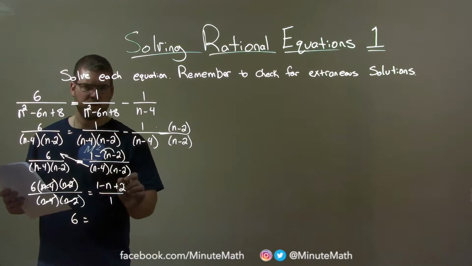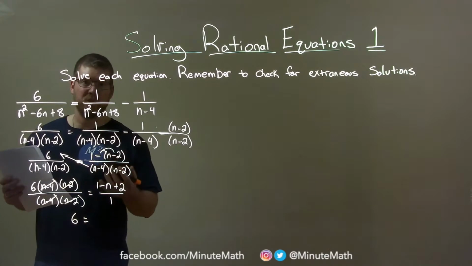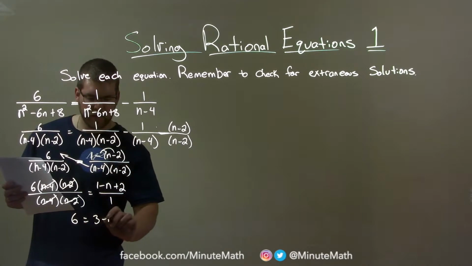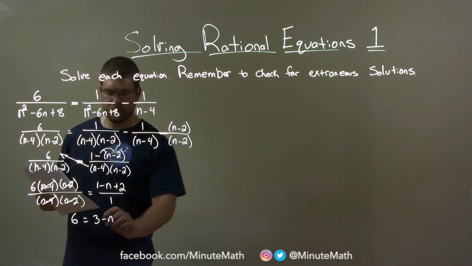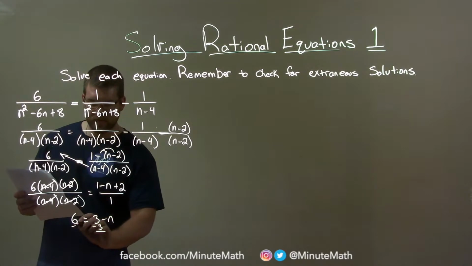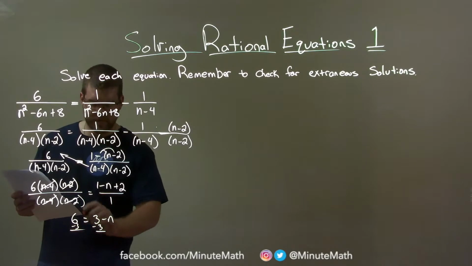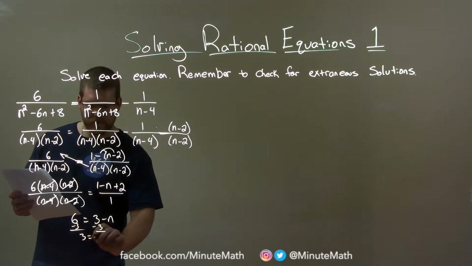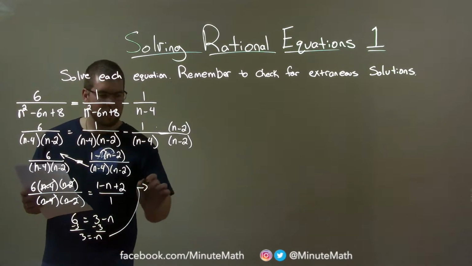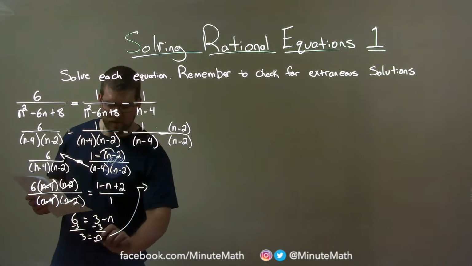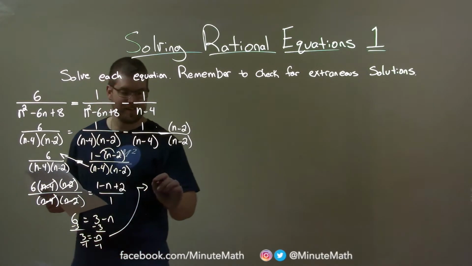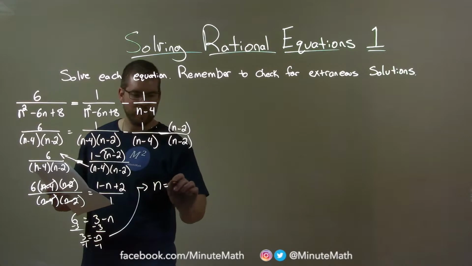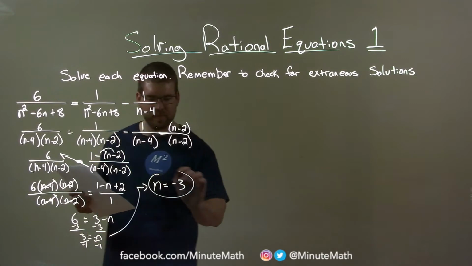Well, 1 plus 2, like terms, is 3. We have 3 minus an n. Well, let's get n by itself, subtract 3 from both sides, and I think you can do the rest here. 6 minus 3 is 3, equals a negative n. So I'm going to write my answer here. Divide both sides by negative 1. Don't forget that last step. And we have n equals negative 3.